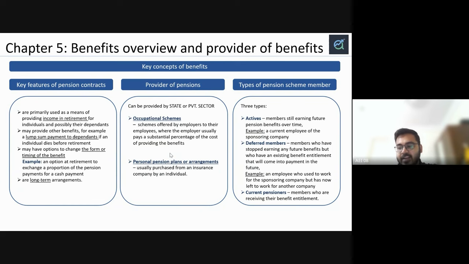Now, because a defined benefit scheme is one where your benefits are defined using a particular formula, I want to understand from you: are there any contributions made in the case of a defined benefit scheme? Listen to the question very carefully, understand the meaning, and try to come up with the right thought process. Are there any contributions within a defined benefit scheme?